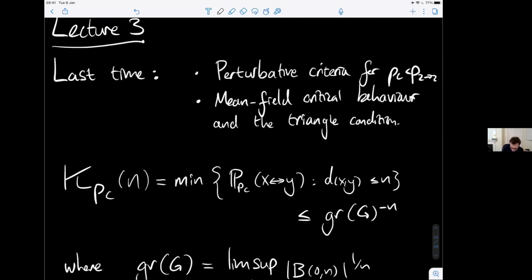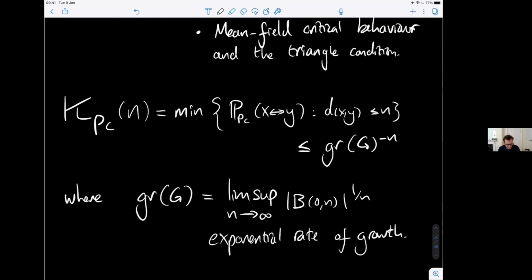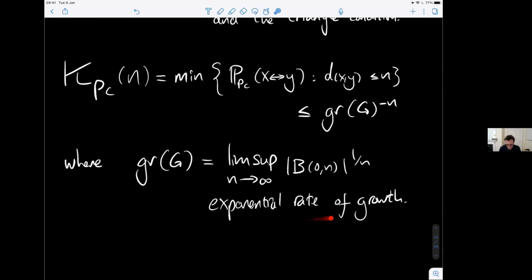And just at the end, we had this proof that you can't have a unique infinite cluster at criticality on any transitive graph of exponential growth. Remember that worked by looking at this quantity p of n, which is the minimal connection probability between points at distance at most n. We showed that that always decays at least like the growth of the graph to the minus n, where the growth is defined as this lim sup. In fact, it's a limit, which is the exponential growth of the graph.